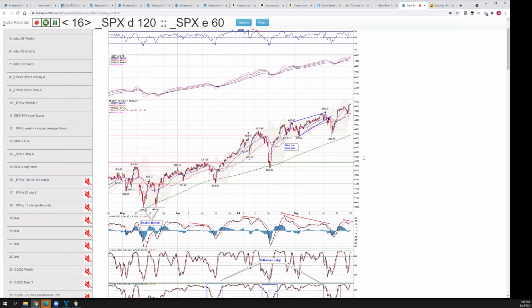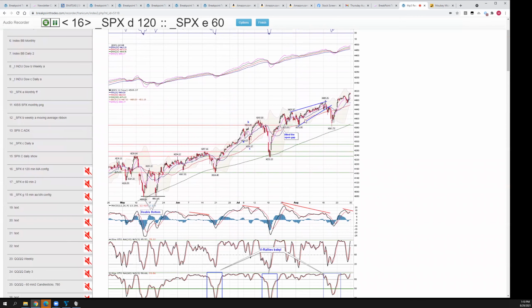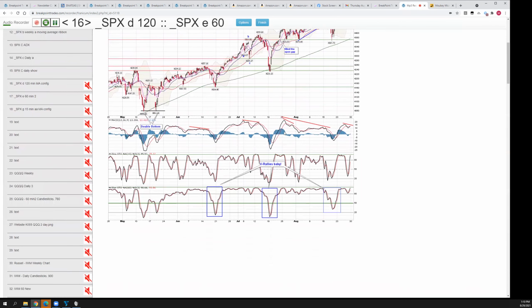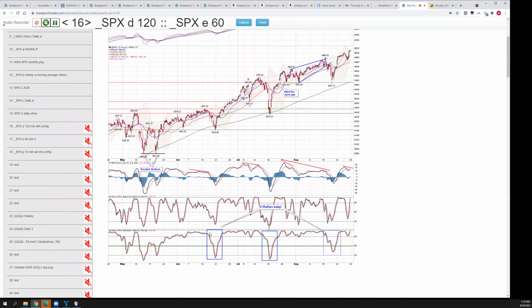Chart 16, here's a 2-hour time frame. So you can see how the pullbacks have been so shallow. Look at these pullbacks. You can see V rallies, baby. On the stochastics, you really see that. Boom, boom, boom. And the last one.